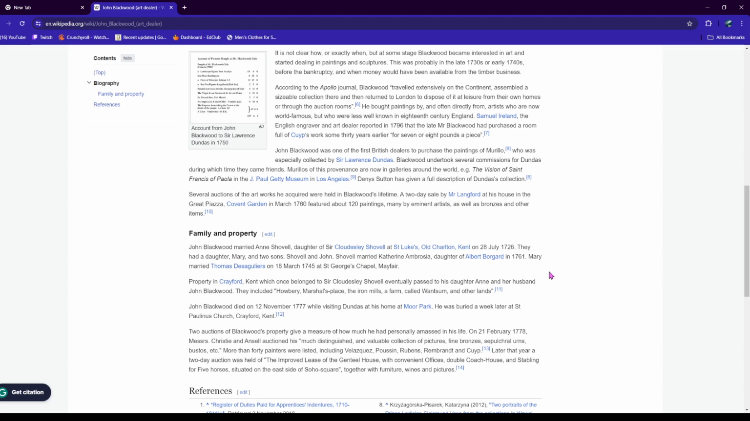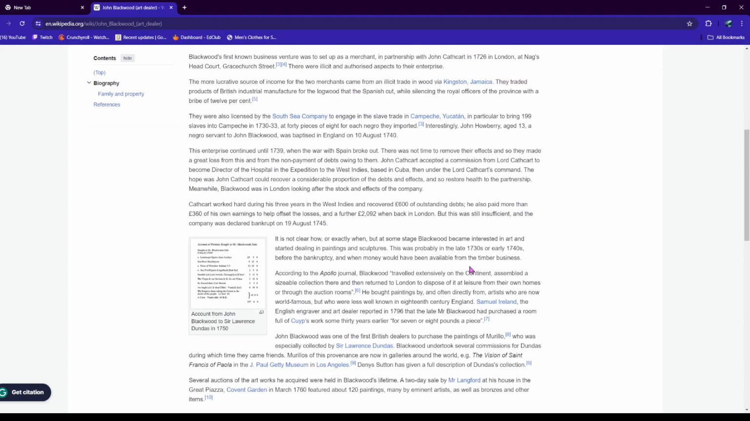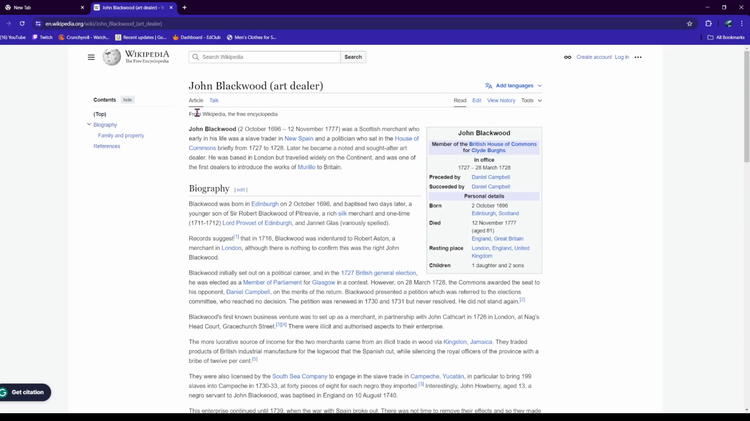Later that year, a 2-day auction was held of the leasehold of the genteel house, with covenant offices, a double-coach house, and stabling for 5 horses, situated on the east side of Soho Square, together with furniture, wines, and pictures. And that's all we have about John Blackwood, an art dealer who lived to the age of 81 and had 2 children.